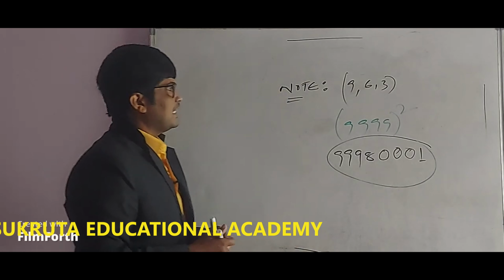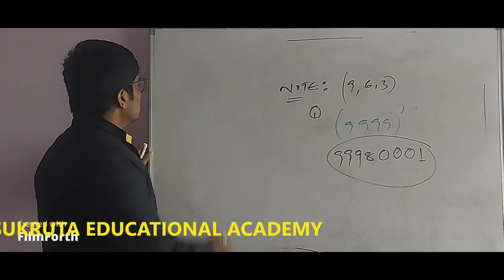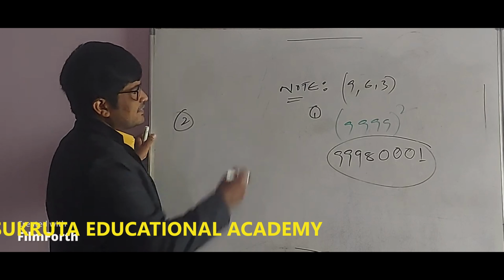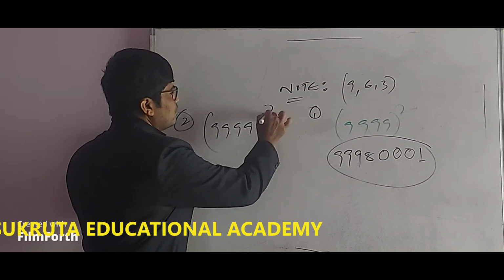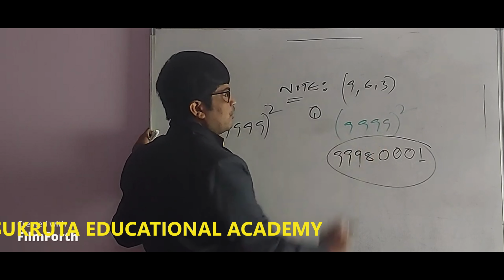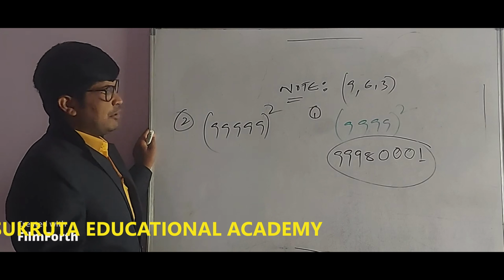With the same numbers I'll tell you one more example. As the second question, this time I am taking a 5 digit number, 99,999 whole square. Now observe. Earlier we took 4 digits, here we have taken 5 digits, but the condition will be the same. I am following the same method here.